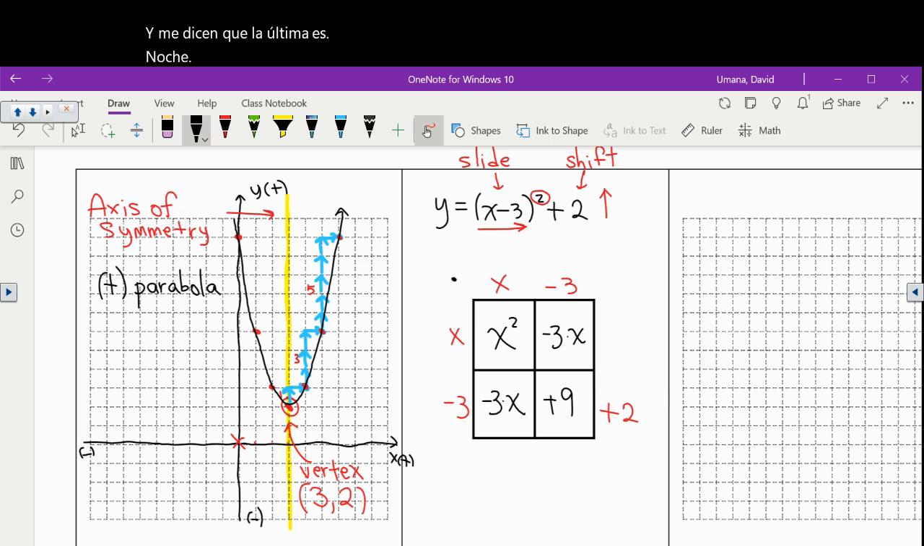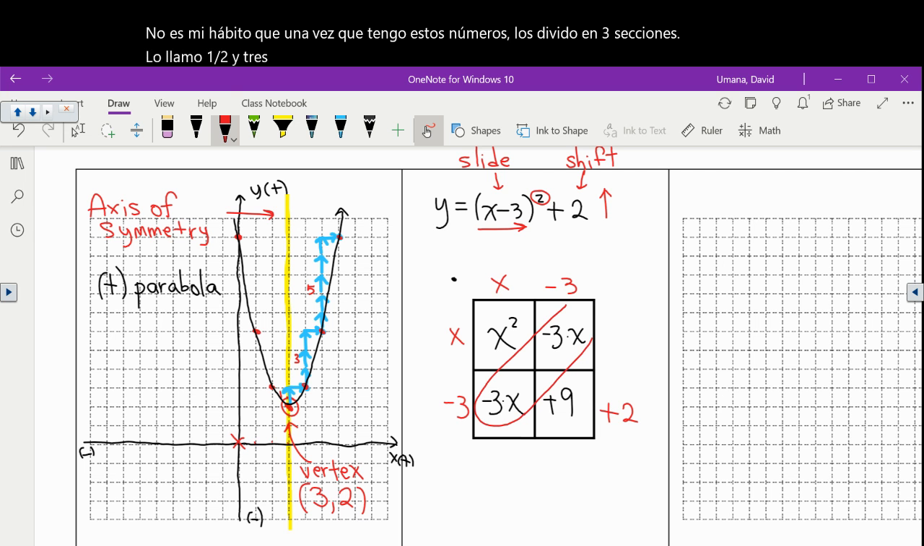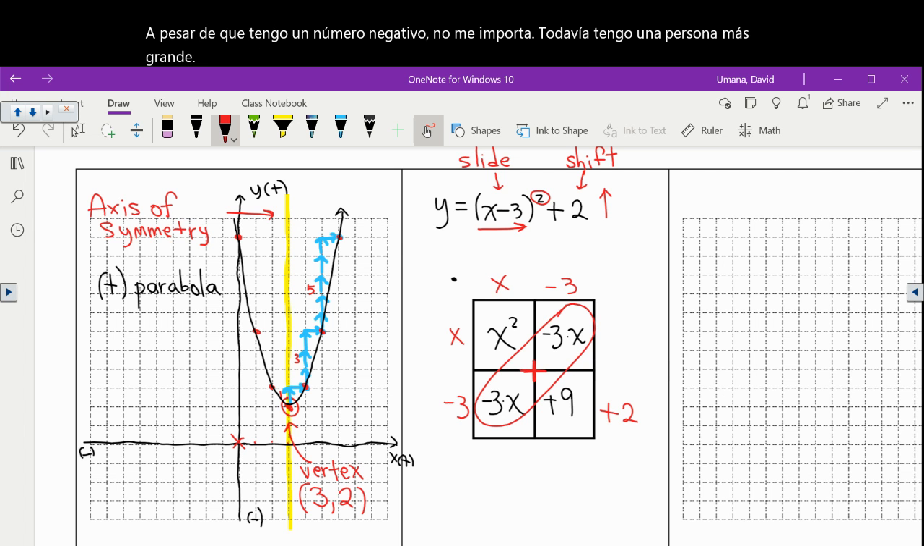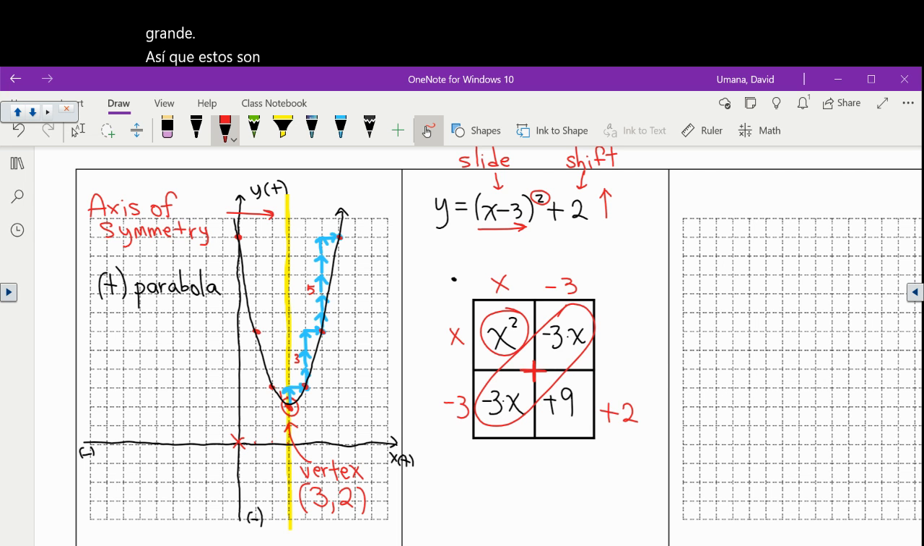Now, my habit is that once I have these numbers, I break it apart into 3 sections. I call it 1, 2, and 3 by basically circling these two. And here in the middle is a big old plus sign. Even though I have a negative number, I don't care. I still have a big old plus sign in the middle. So these are my steps. Here is first, the middle is second, and this part together will be third.